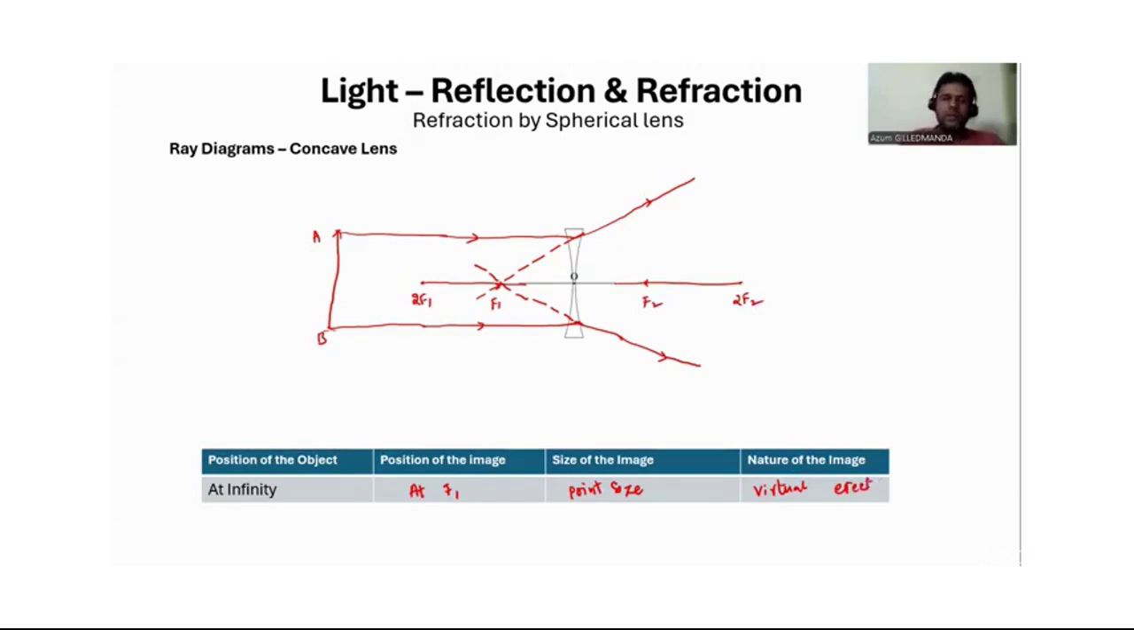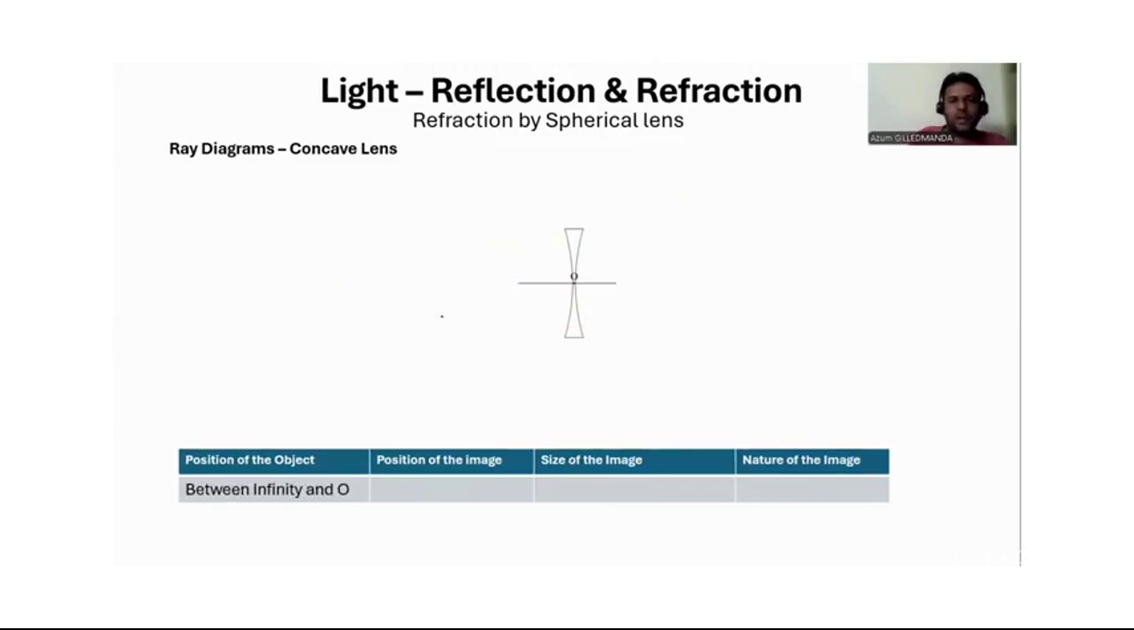It is virtual and erect image. Now let's move to the other scenario. So here, there are only two scenarios in concave lens, but in convex lens there are many, right? So let's say this is F1 and this is 2F1 and this is F2 and this is 2F2. Now the object is between infinity and O, so it can be anywhere between infinity and O. Then let's see where the image is formed.